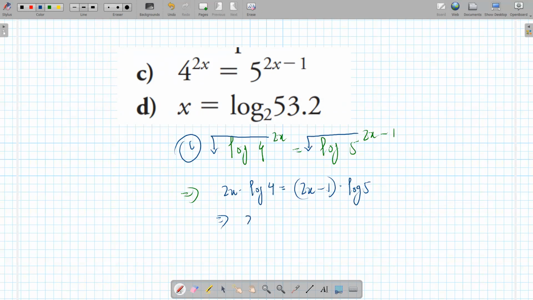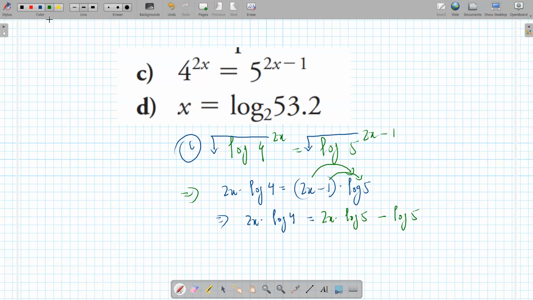You want to open the bracket on the right. Look at this, 2x times log 4. If you open the one on the right, what do you get? What's 2x times log 5? It's just 2x times log 5. What's the second term? Minus log 5. So you just want to open the bracket there.